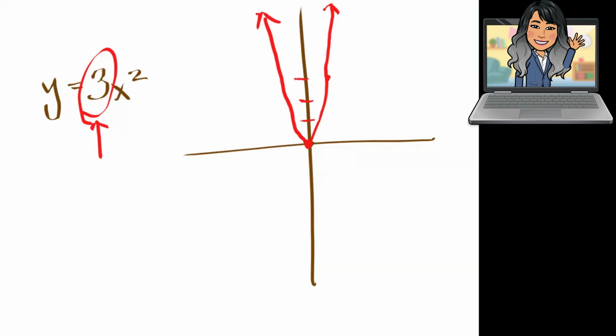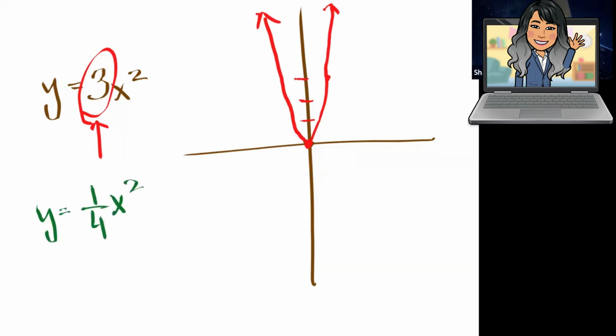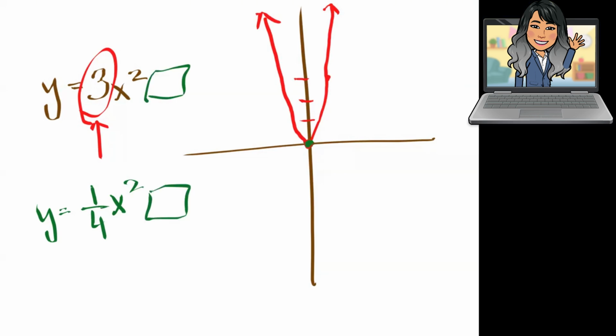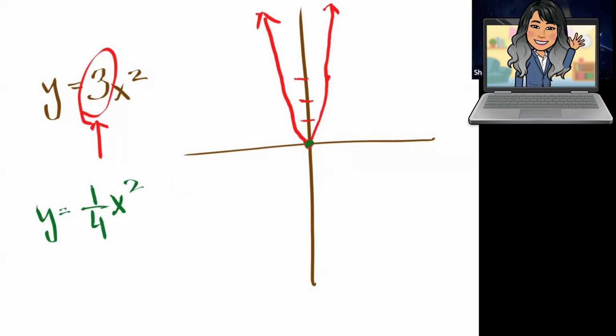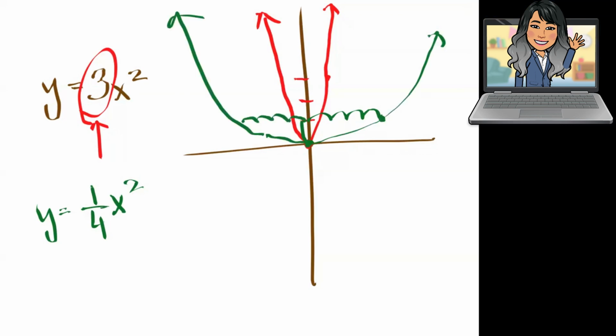Now, if I flip it, if I do a smaller fraction, like 1/4 x squared, it's going to be wider. It's going to be from here because there's no plus or negative number right there for the b. It's going to be up 1, right 4. 1, 2, 3, 4. It's a compression, so go 4 this way. 1, 2, 3, 4. Do you see the difference? Yeah.